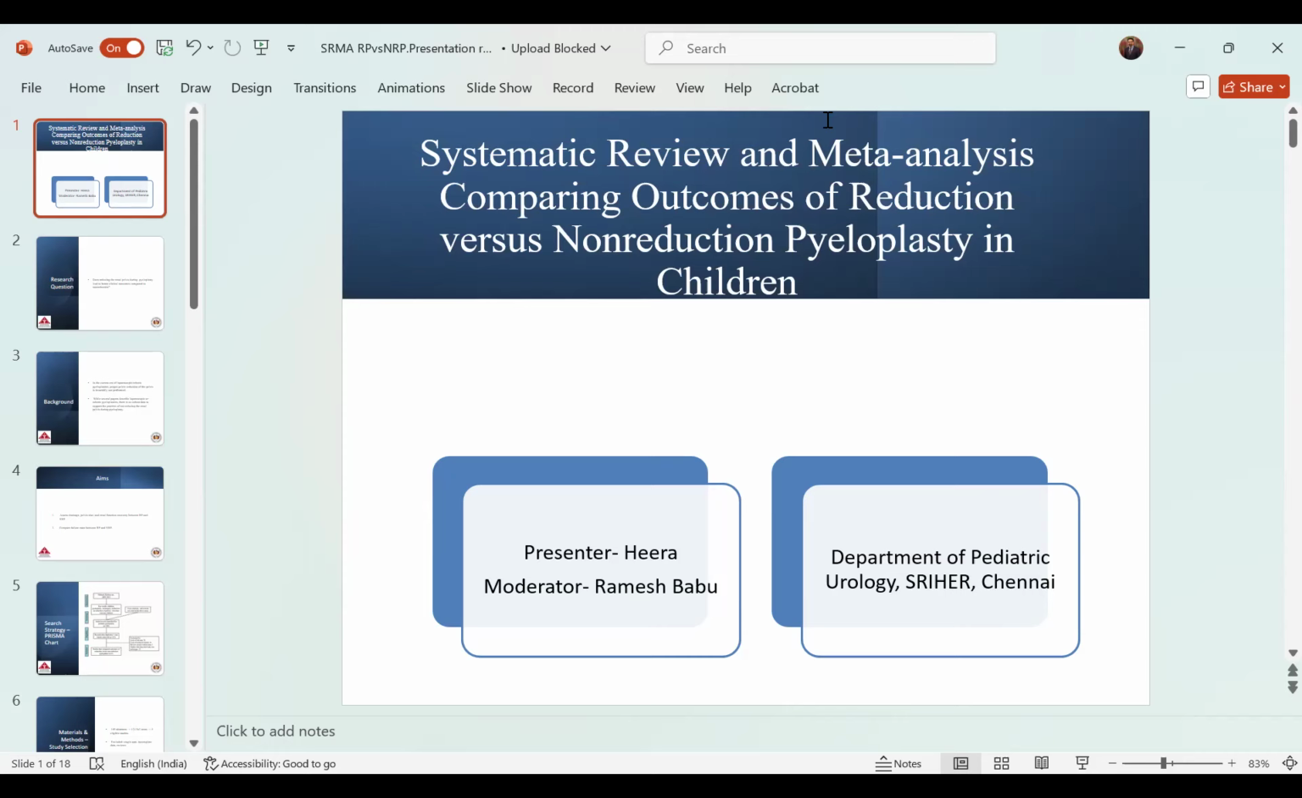So it's a matter of counseling upfront that everything will be all right by 1 year, so please wait. By that time, usually, the pelvis gets molded, the cortex increases, and the drainage also gets better when you do everything at 1 year.